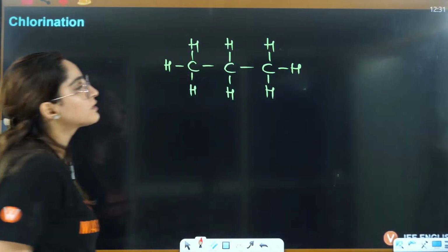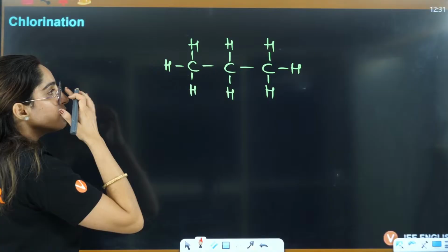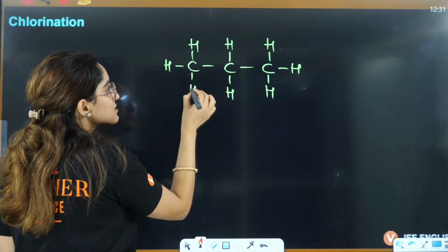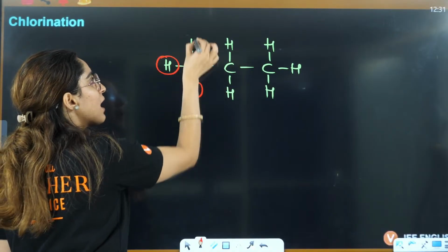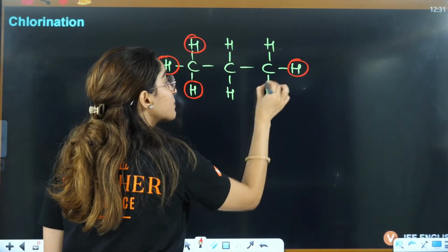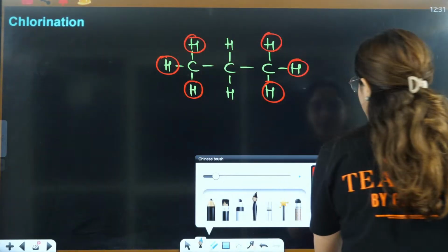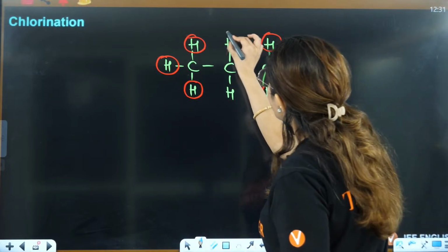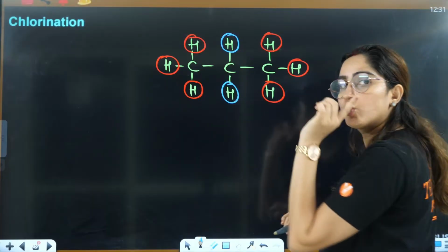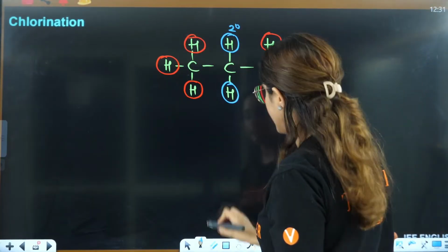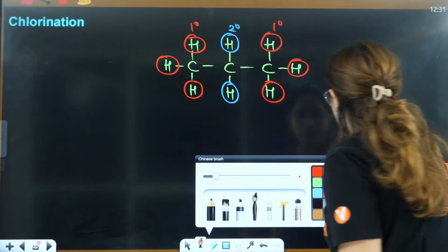Now guys, if you see this here, this particular carbon is very important. This hydrogen is connected to that carbon which is further connected to only one. So these that I am marking by red, they are primary. They all are primary. And this that I am marking by blue is secondary. How? Because this hydrogen is connected to that carbon which is only connected to 2 more carbons. So these are 2 degree and this is 1 degree. These are 1 degree.